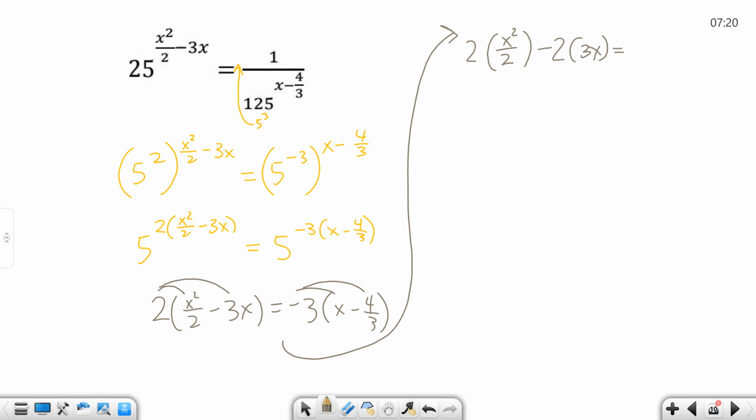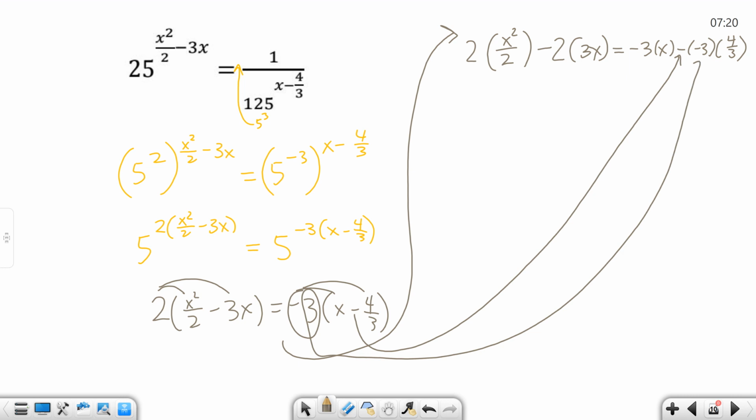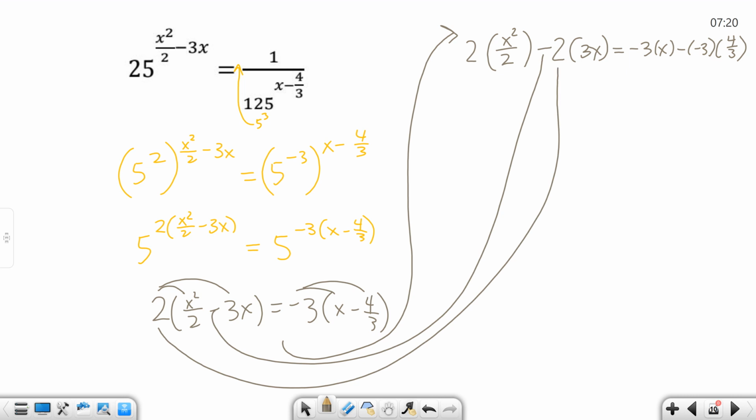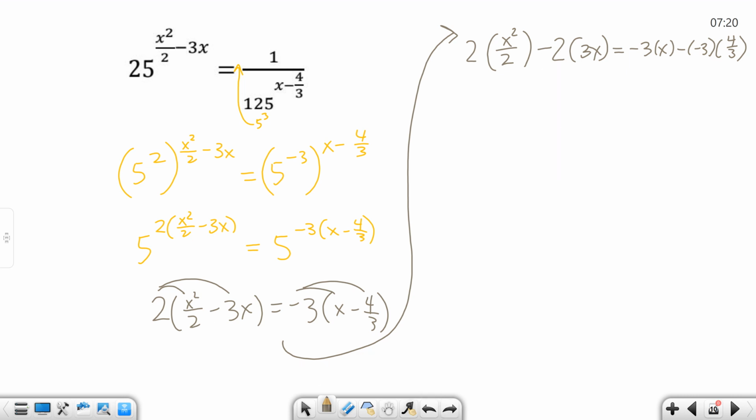All right? So equals negative 3 times x, and then minus negative 3 times 4/3. So I'm putting my minus sign here, and then I'm taking my negative 3 and putting it here. Okay? You with me? You see what I did there? And then I did the same thing over here. I did my minus sign here, and then my 2 here. Okay? I just didn't need parentheses there because I was minus and then 2.